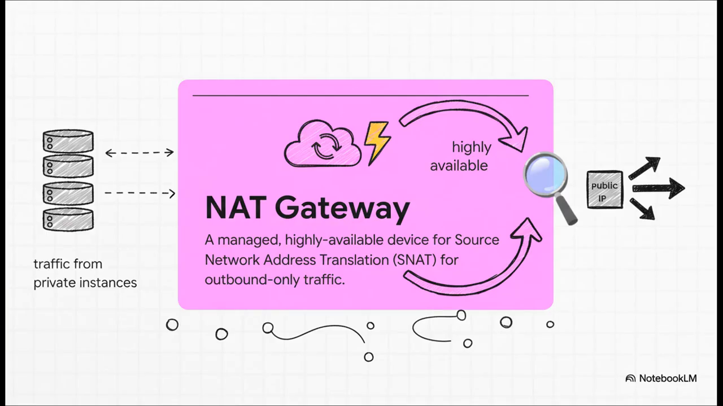A NAT gateway is a fully managed, highly available AWS service. Its one and only job in life is to perform Source Network Address Translation, or SNAT. It takes traffic from your private stuff, translates its private IP into its own public IP, and sends it on its way. It is strictly for outbound-only traffic.